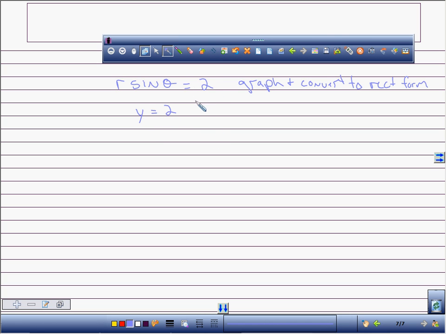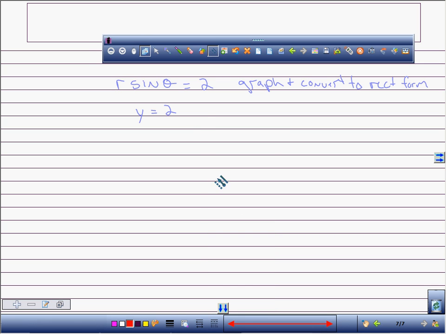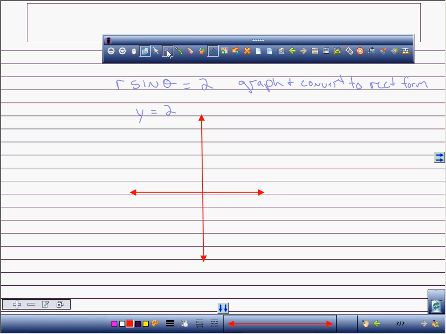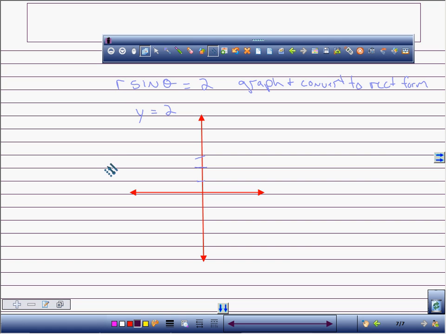What does a line with the equation y equals 2 look like? It's a horizontal line through 2, right? So if I were to graph this one, I'm going to get a line that goes up through 1, 2, right there, and it goes across like that. Problems with that? Easy? It gets harder though, don't worry.